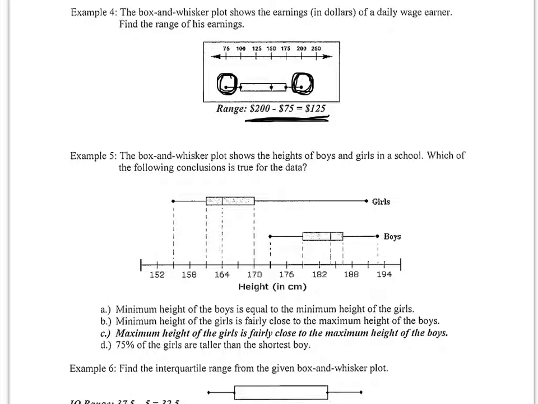Question 5. The box and whisker plot of girls and boys. Which of the following is true? Choice A, the minimum height of the boys, right here, is equal to the minimum height of the girls. Here's the girls, here's the boys. Not close. B, minimum height of the girls, which is here, is fairly close to the maximum height of the boys. That's down here, that's not even close. C, the maximum height of the girls, which is right here, is fairly close to the maximum height of the boys, right here, which is true, they're very close. So it's choice C.